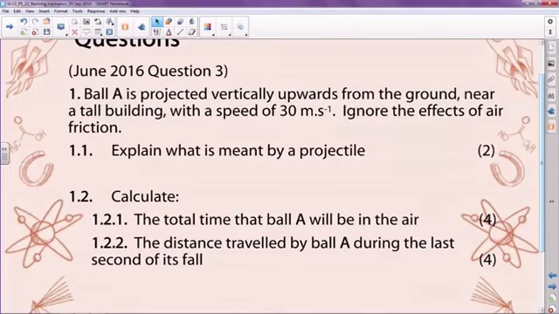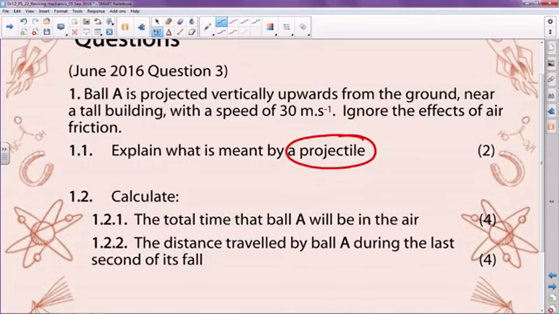So they tell you ball A is projected vertically upwards from the ground near a tall building with a speed of 30 meters per second. Ignore the effects of air friction. Now, the very first question I want to do with you, I'm not going to give you time for the first one, and it says, what is meant by a projectile? This is quite important because a projectile and an object in free fall are actually very similar.